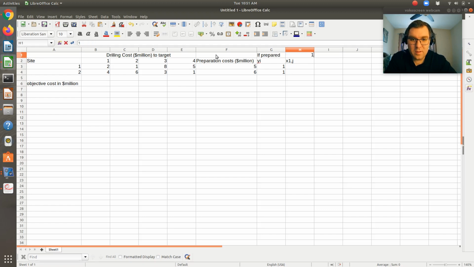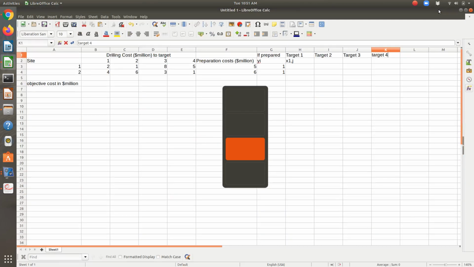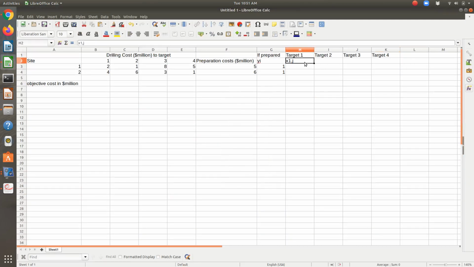So let me just label this as target 1, target 2, target 3, and target 4. Okay, let me move my head out of here. So target 1, 2, 3, 4.